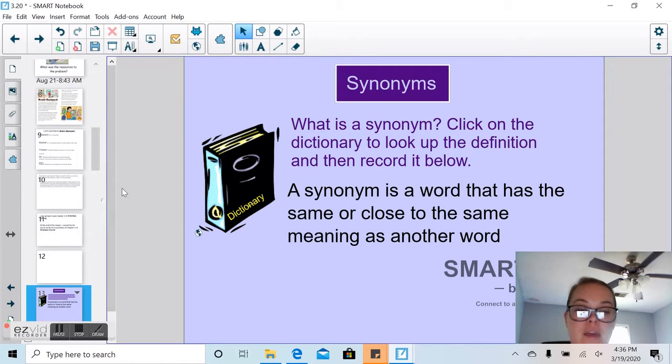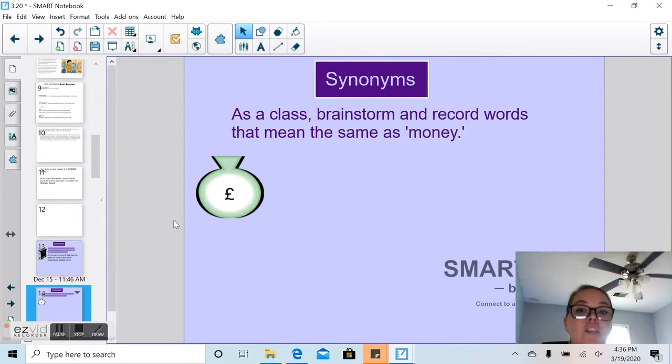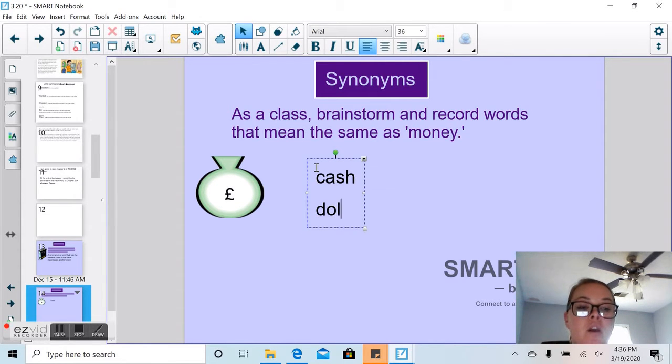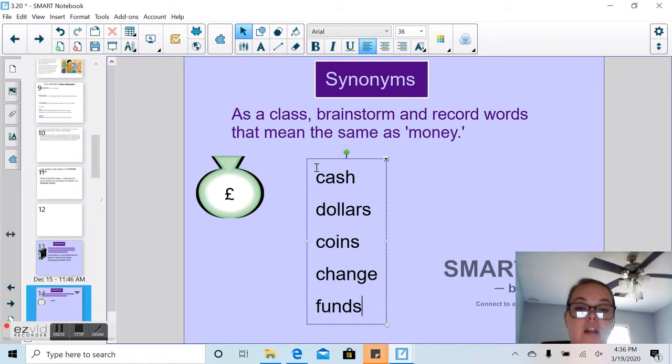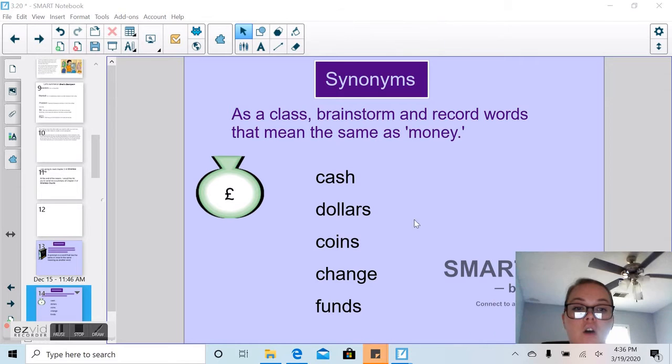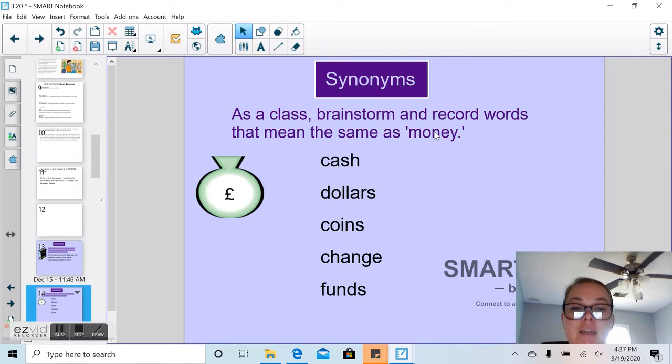Now that we know what a synonym is, let's use our brains to think about some other words that might mean money. So what words mean the same thing as money? I'll give you a second to think about it. Alright, so there were a couple that I came up with, and the ones that I came up with were cash, dollars, coins, change, and funds. So all of these words here mean the same thing as money.